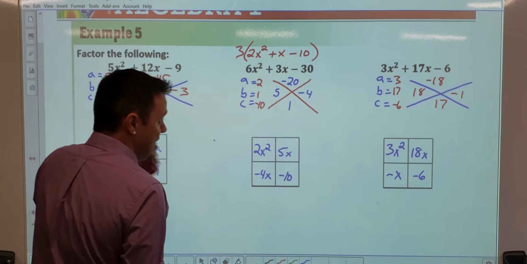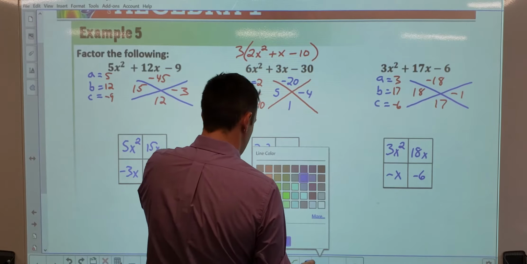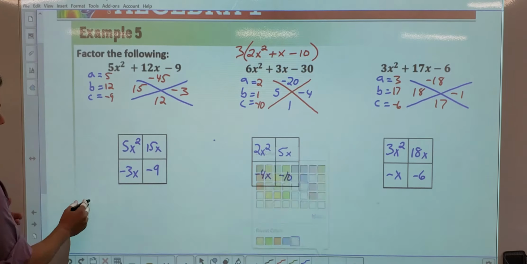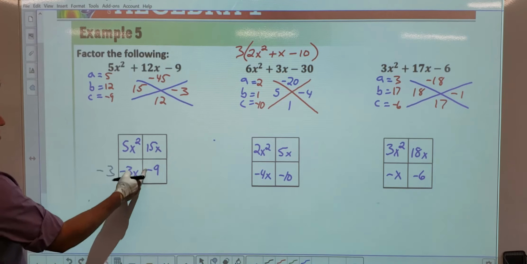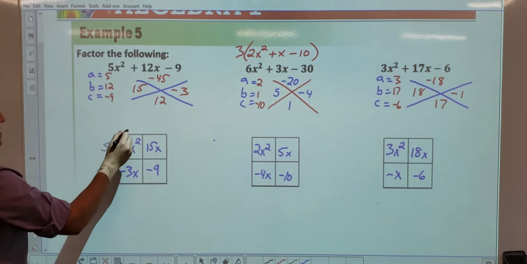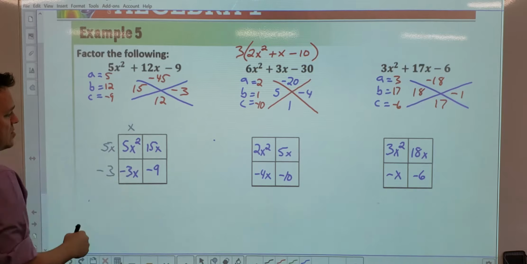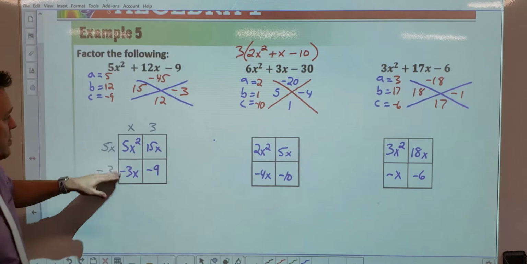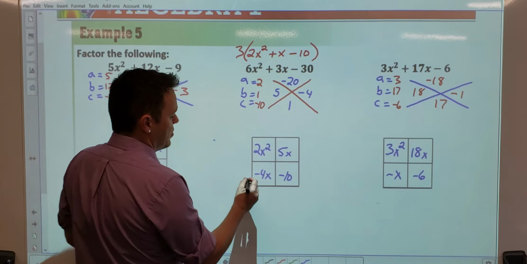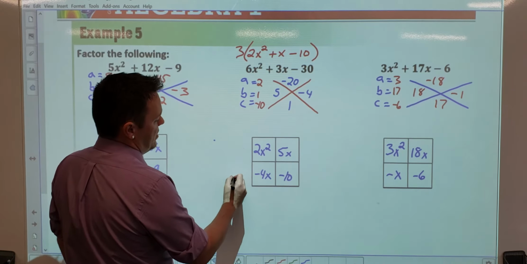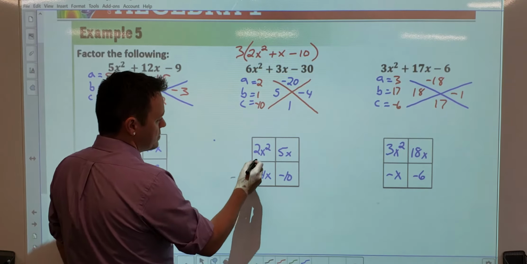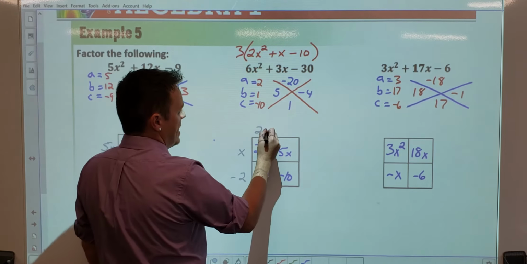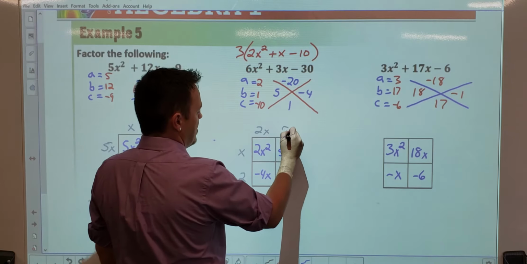Now, one of the things you guys got to understand when it comes time to do these things is what is your greatest common factor when you pull it out again. This is a negative 3. This would be a 5x. This would be an x. And then this would be a 3. Okay, so there's my numbers. I don't have to do anything else. This one right here is a negative 2. This would be just an x. This would be a 2x up here. And then vertically speaking would be a 5.